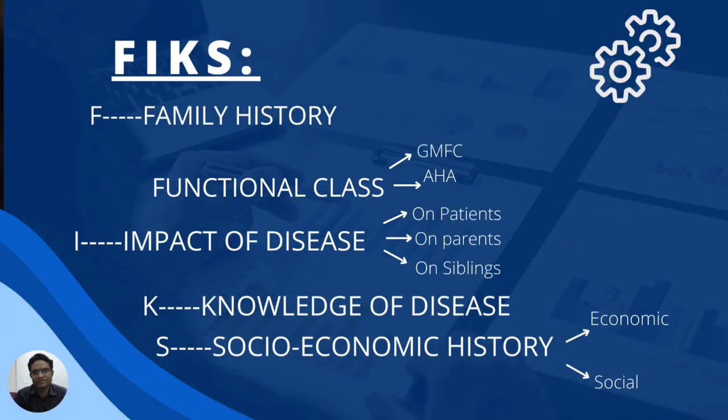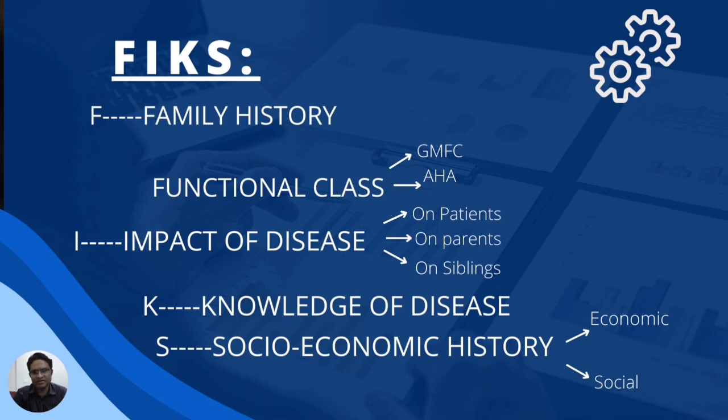F means family history and functional class. In family history, ask about parents or cousins. Ask about similar illness in other siblings. In case of genetically transmitted disease like thalassemia, ask about any miscarriage or abortion. Is the mother pregnant now? And ask whether the anomaly scan was done or not.